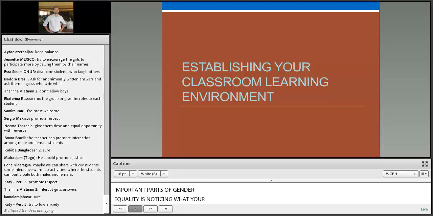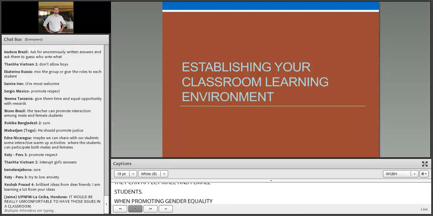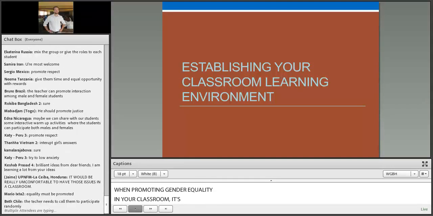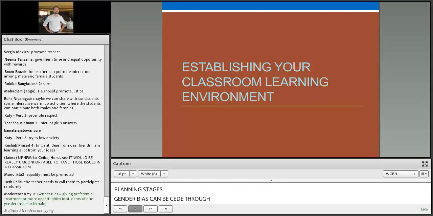So when promoting gender equality in your classroom, it's important to begin at the planning stages of your class and how your learning environment is organized. So gender bias can often be created through your verbal or nonverbal actions, and because of this, careful planning of your classroom can ensure that students of any gender feel equally supported.